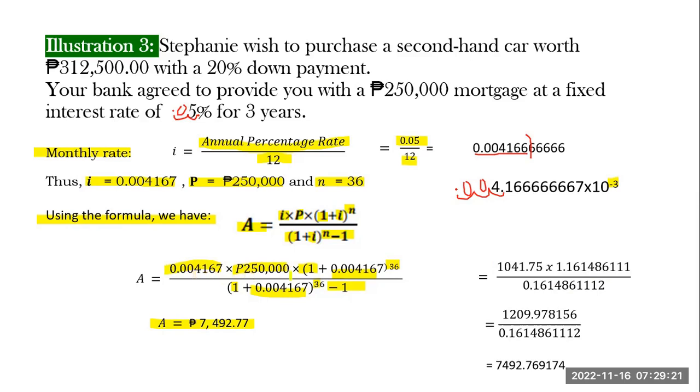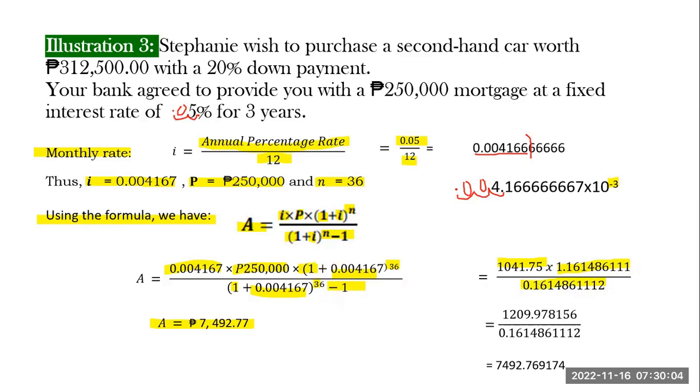0.00417 times 250,000, and that is 1,041.75 times, okay, this is the inside of the parenthesis, that is 1 plus 0.04167, and then raised to 36, and that is equal to 1.161486111 divided by, okay, dun tayo sa denominator, 1 plus 0.04167 raised to 36, that is this one, 1.161486111 minus 1, and that is equal to 0.16148611112.